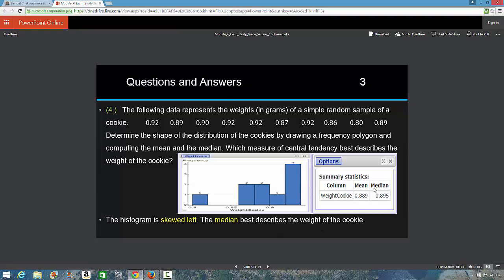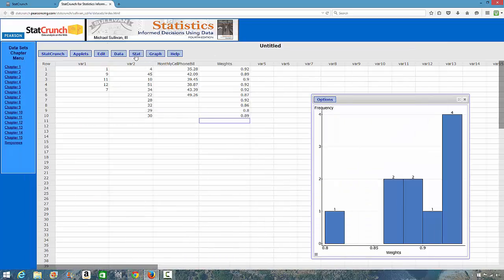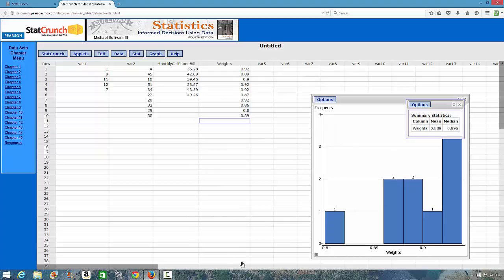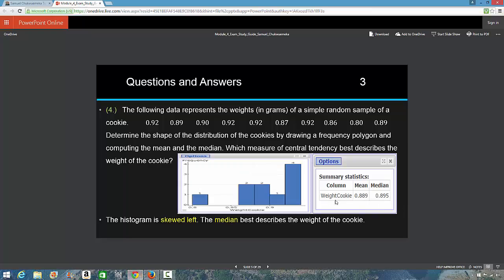Then they want us to calculate mean and median. So we go to stats, summary stats, columns. We get weights. We get mean. You put down your hand on the control key because you are selecting more than one statistic. Okay, you select median and then you click compute. 0.889 and 0.895. See that? This is skewed left. Okay, we talked about this in your Module 3 homework study guide. Skewed left, skewed right. This is skewed left, and when it's skewed left, the median best describes the weight of the cookie.